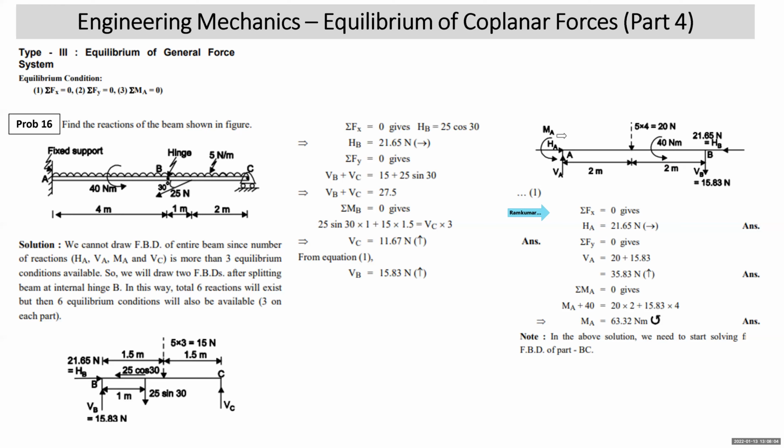Take moment about A. Sigma MA is equal to 0. When we take sigma MA, students, what will go off? HA will go, VA will go, even HB will also go. MA is anti-clockwise, 40 is anti-clockwise, right? 20 into 2 clockwise, 15.83 into 4 clockwise. We have taken anti-clockwise moments on the left side, clockwise moments on the right side. On solving, you got the value of MA positive. That means the assumed direction of MA is correct.